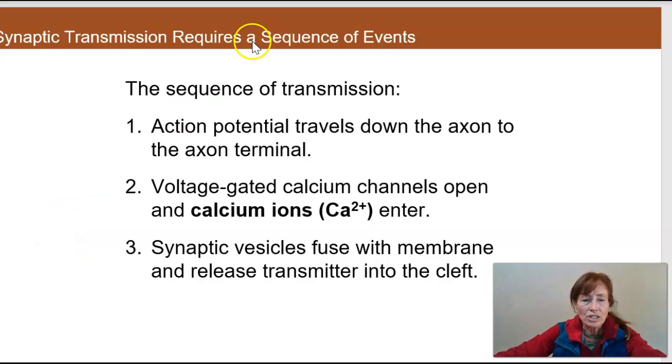So synaptic transmission is, as you know, going to require a few things to happen. One is we need an action potential. It's going to travel down the axon and reach the axon terminal. We're going to have voltage-gated calcium channels, which open, and calcium then is going to enter. So here's the calcium ions, and that is going to facilitate the movement of these vesicles to the presynaptic membrane and the fusion of those vesicles with the axon terminal's membrane so that neurotransmitter can then be released into the cleft or the synaptic gap.